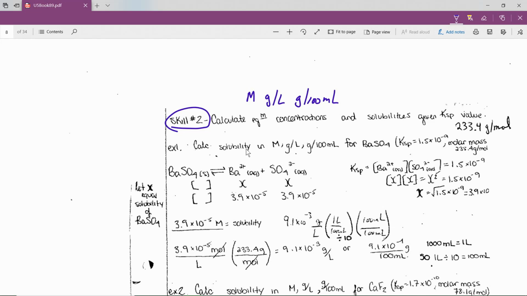Most of them will be not fifth roots, but we'll see. Here we go. So we got barium sulfate. KSP is 1.5 by 10 to the minus 9, and we want to get the molar mass for that.